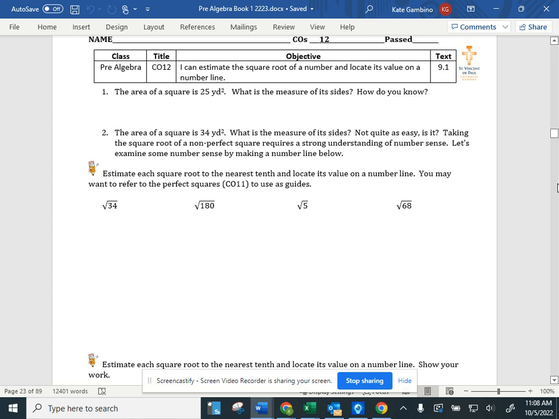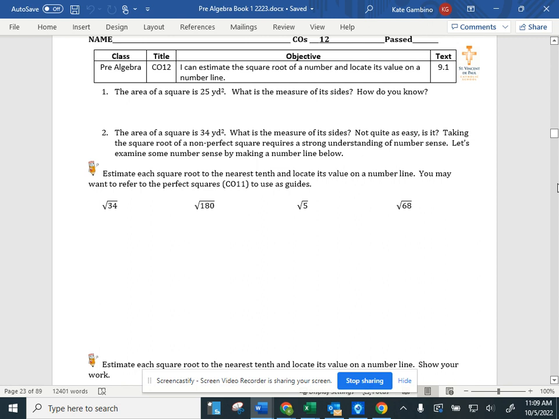Good morning, Pre Algebra. We are wrapping up Unit 2 with our last objective, CO12. I can estimate the square root of a number and locate its value on a number line. So we're working with those square roots that we learned about yesterday. This time we're estimating our square root.